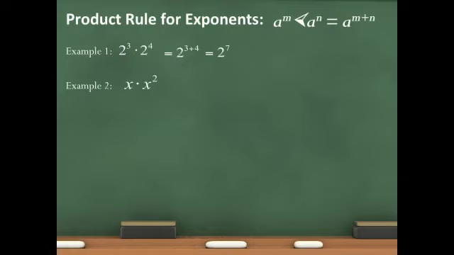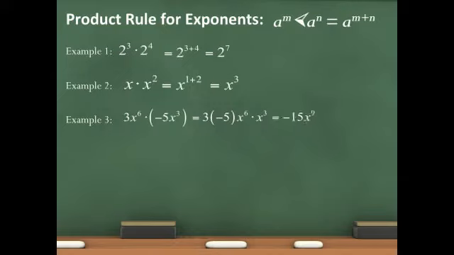X times x squared is equal to x to the third power. Add the exponents. 1 plus 2 equals 3. 3x to the sixth power times negative 5x to the third power. Multiply the coefficients, 3 times negative 5 to get negative 15. Add the exponents, 6 plus 3 to get 9. 3x to the sixth power times negative 5x to the third power equals negative 15x to the ninth power.